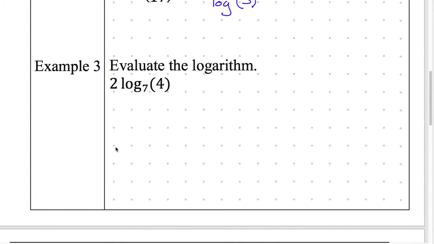And finally, who can set up number 3 for us? Example 3. Just do the setup of it. We can calculate it together if you want. Fiona? Log base 10 of 4 squared, which is 16, over log base 10 of 7. Yeah, nice. And that 4 squared does reduce to 16, as you said.